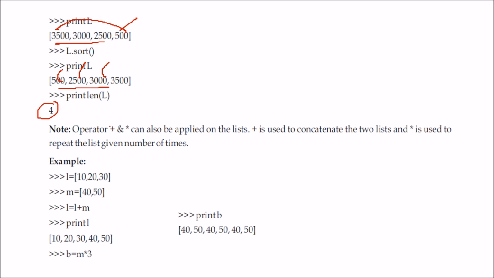You can also apply plus and star. This also can be applied on the list. Plus will concatenate lists and star will repeat the list the number of times you have given. So if this is a list 10, 20, 30 and this is again a list M, 40, 50, if you do L plus M, this will be added here. So if you print L, that will be 10, 20, 30 and 40, 50. If you multiply M by 3, 40, 50 will come 3 times in a list.